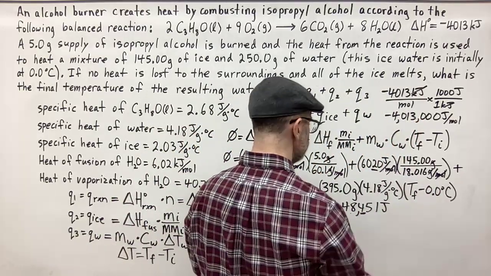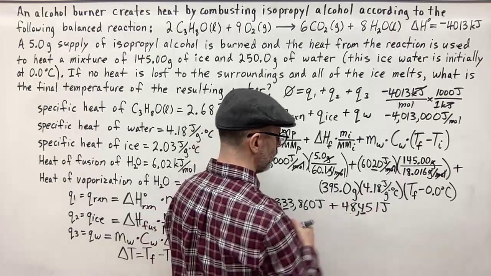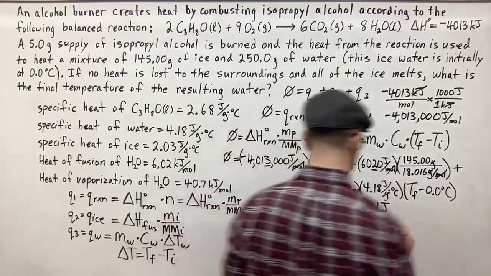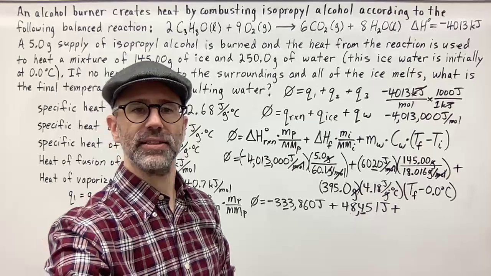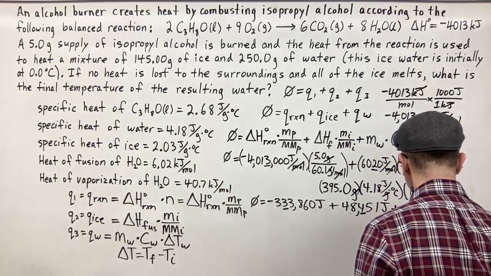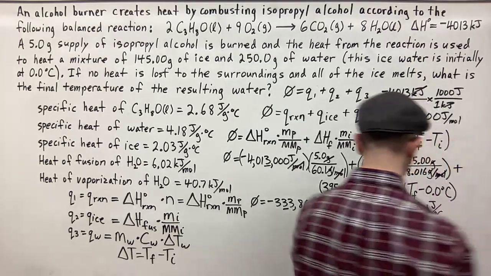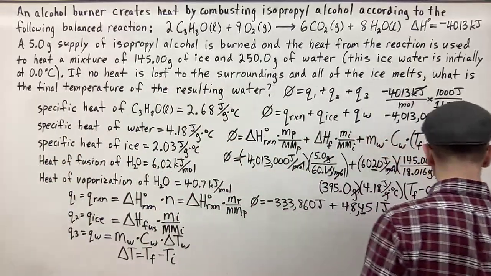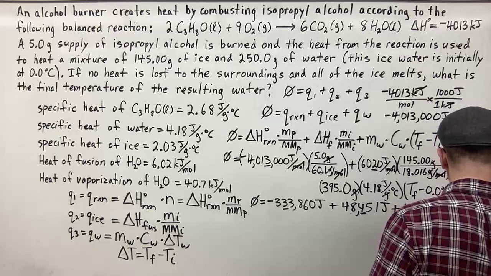And then finally, I have this last one here. So I'm going to multiply these two together. If I do that, grams are going to cancel out. I'm going to end up with joules over degrees Celsius. And so when I calculate that, I get 1651.1 joules per degree Celsius. Let me just double check. 1651, yes. And then this again, of course, is going to be multiplied by TF minus 0.0 degrees Celsius.